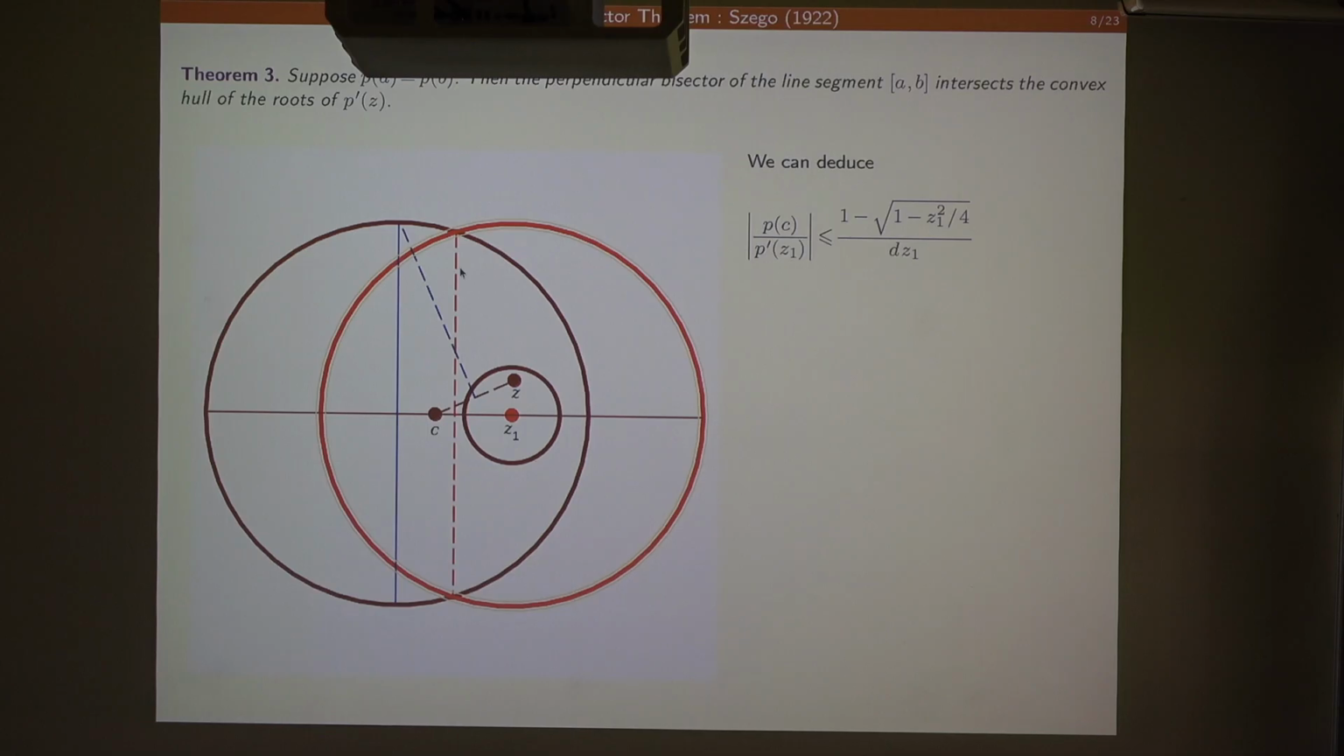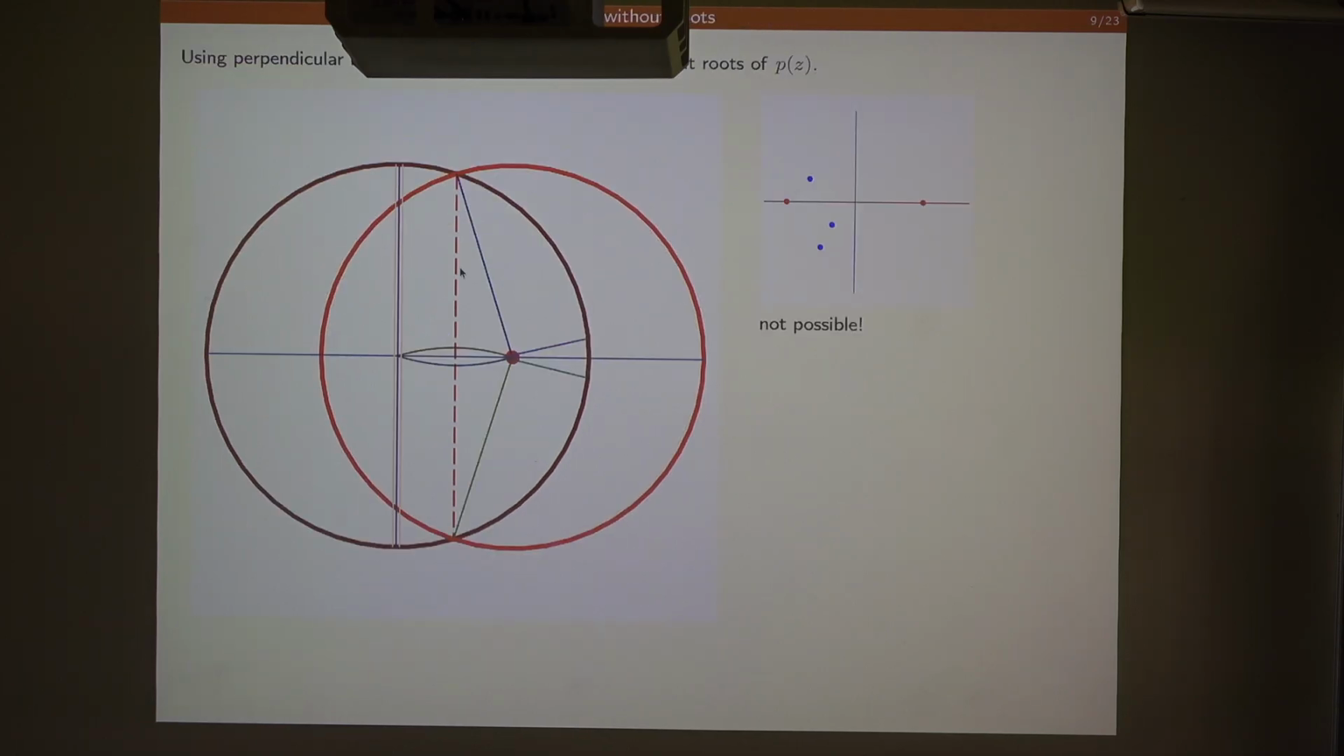Why? Because this situation is not possible. You have two roots in red. Suppose you have all the roots of the derivative on the left, it is not possible. You need to have a root also on the right. Okay.